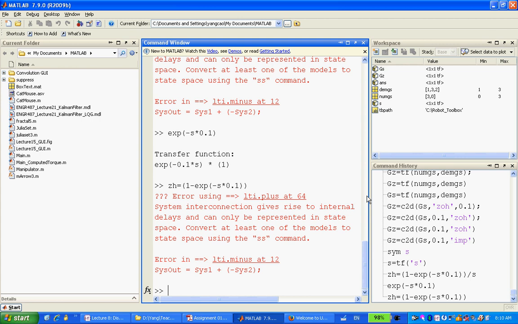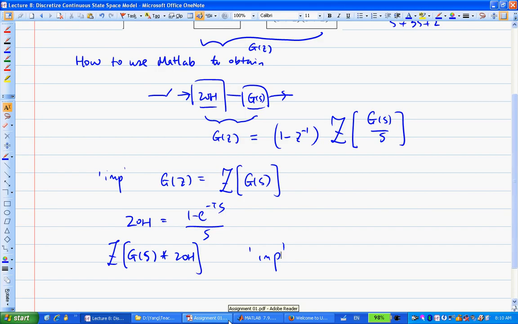Let me confirm. But the idea is, you see my idea here is when you have a zero order hold, this is one way of doing it. The other way is, if you consider zero order hold as a standalone block, you can multiply it together first, and then when you use C2D, you're going to use this IMP here.